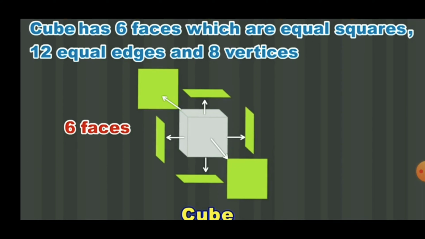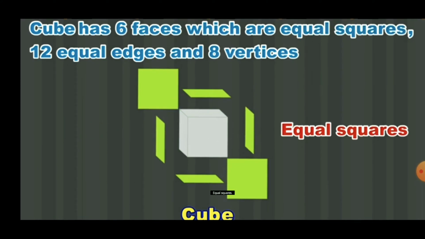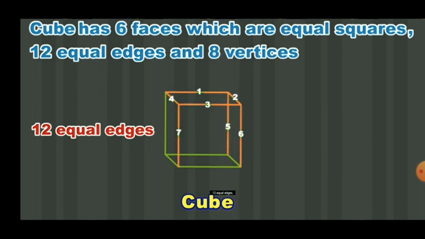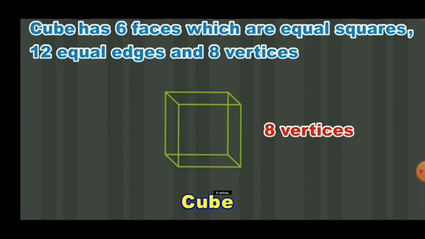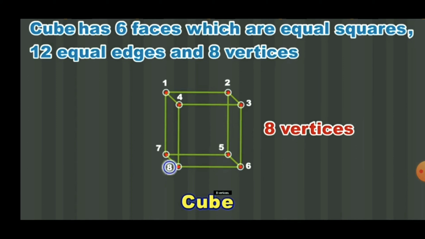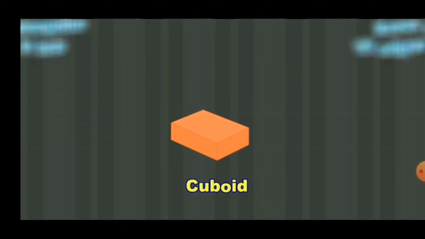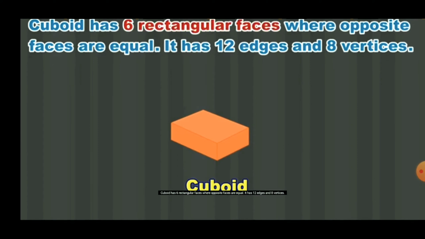A cube has 6 faces which are equal squares. Okay, and these are the equal squares. It has 12 equal edges. So here we go. These are the 12 equal edges. Total is 12. And then it has 8 vertices. So these edges are joined by vertices, right? Right. Now let's begin with cuboid.